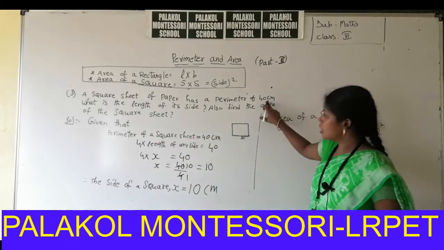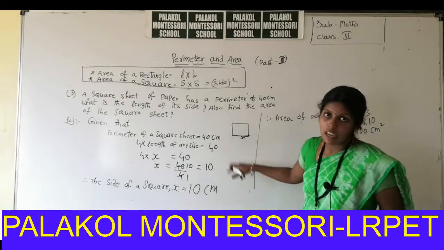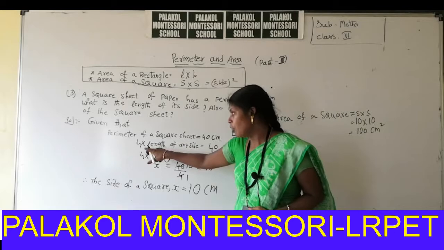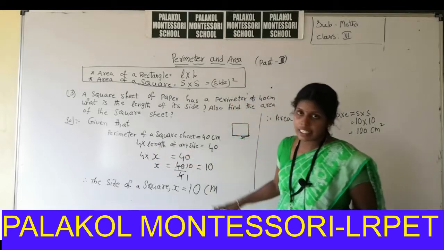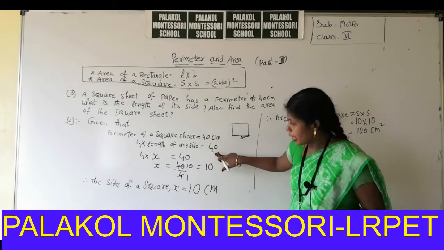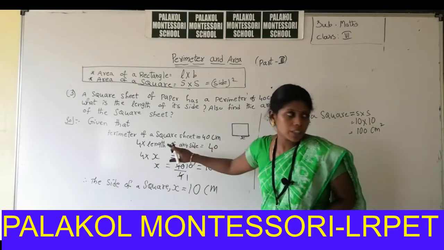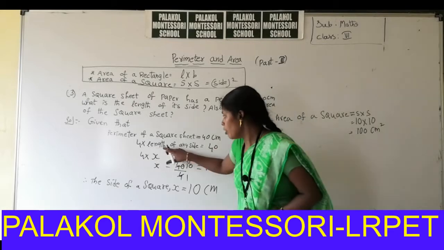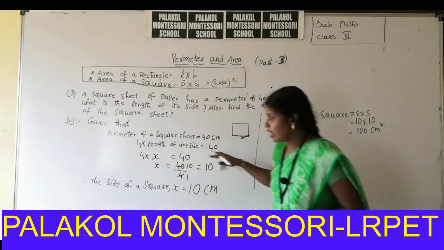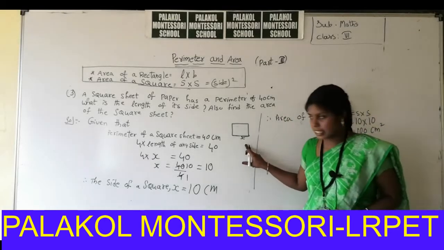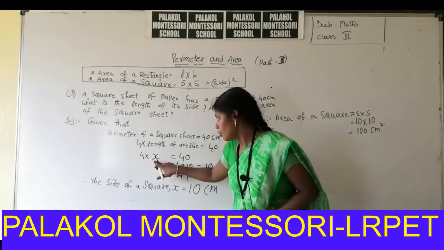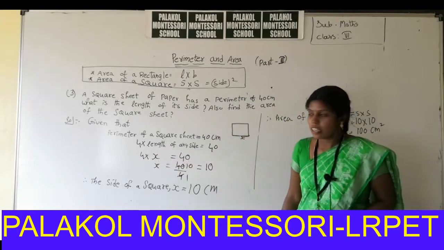So the perimeter of a square sheet is equal to 40 centimeters. We already know the formula. Perimeter of a square is equal to 4 into length of any side. This is also a perimeter of a square, and this is also a perimeter of a square. Both are equal. So 4 into length of any side is equal to 40. In the place of length of any side we can take x. 4 into x is equal to 40.